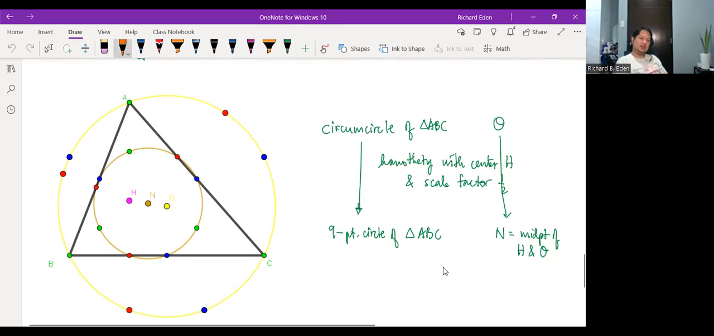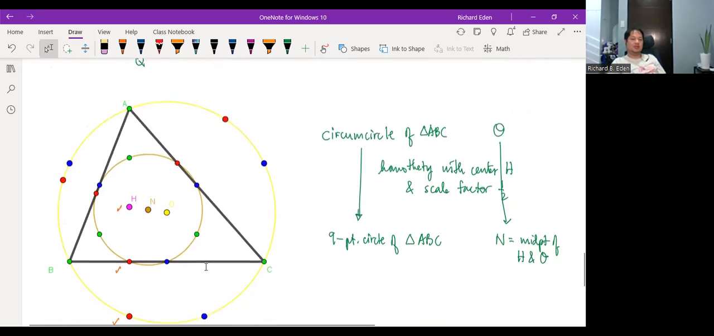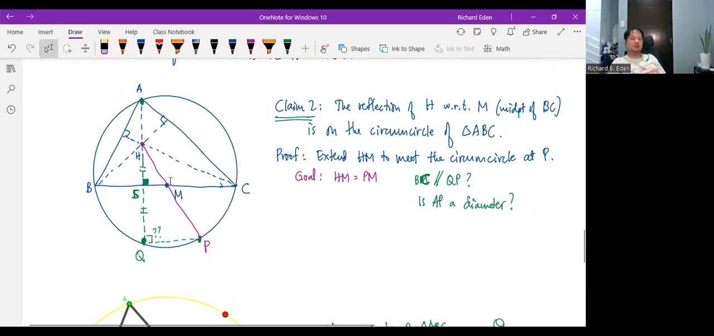Kasi we know that if you reflect the orthocenter H with respect to this foot of the altitude, which is claim number 1, the reflection is going to be on the circumcircle. So it's that particular red point. Ito, H reflected over the foot of the altitude D, the result Q is on the circumcircle. Pero we also needed claim number 2, that if you reflect H naman over the midpoint M of BC, the reflection point P is also going to be on the circumcircle. Okay.